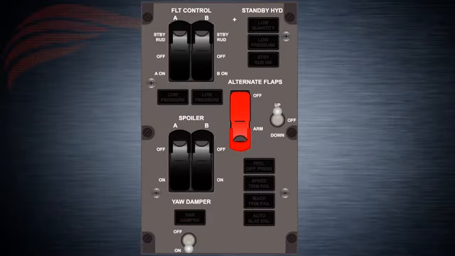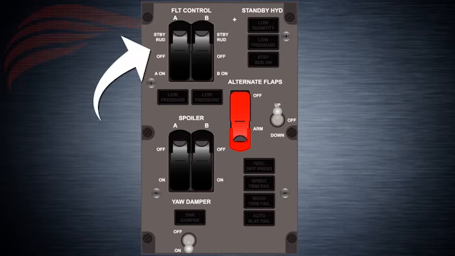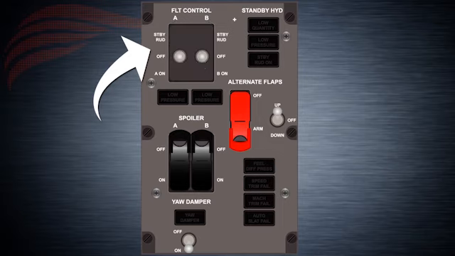The flight control panel, located in the forward overhead panel, has a series of hydraulic control switches and caution lights for the flight control systems. These are flight control switches, 2 switches, 1 for each hydraulic system, with 3 positions: on, off, standby rudder. The flight control shutoff valve is powered by a 28-volt DC motor.